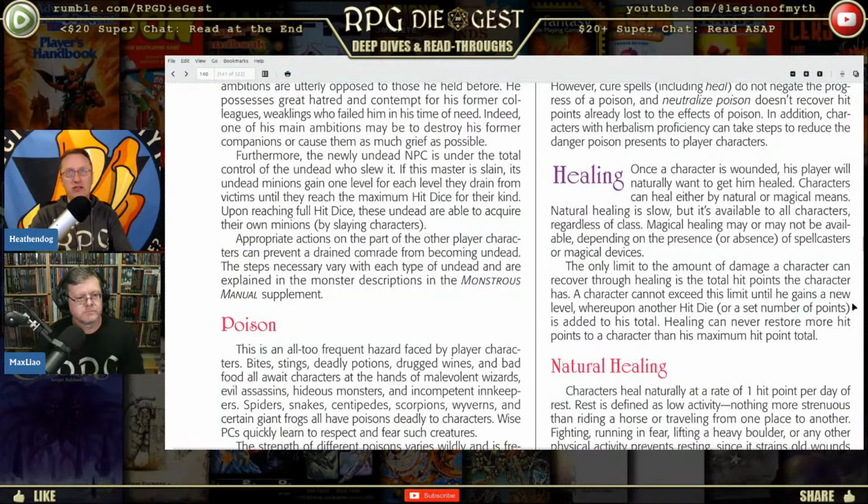Now, healing. There's two types, natural and magical. Let's look at healing generally. Once a character is wounded, his player will naturally want to get him healed. Characters can either heal by natural or magical means. Natural healing is slow, but is available to everyone. Magical healing may or may not be available, but it's damn quick. The only limit to the amount of damage a character can recover through healing is the total hit points the character has. The character cannot exceed his hit points in healing. Duh, that's your maximum. You can't go over your maximum.